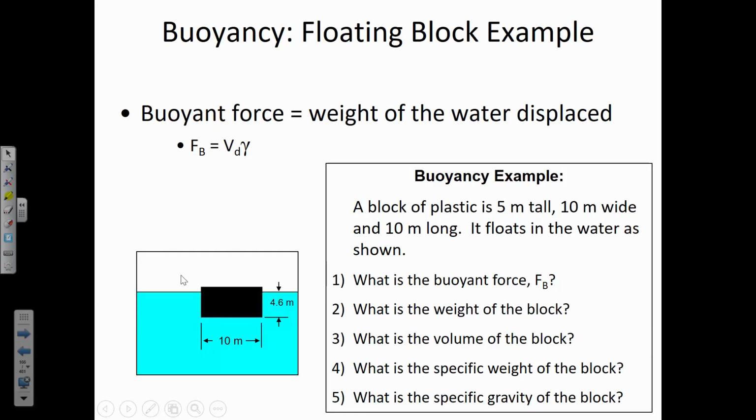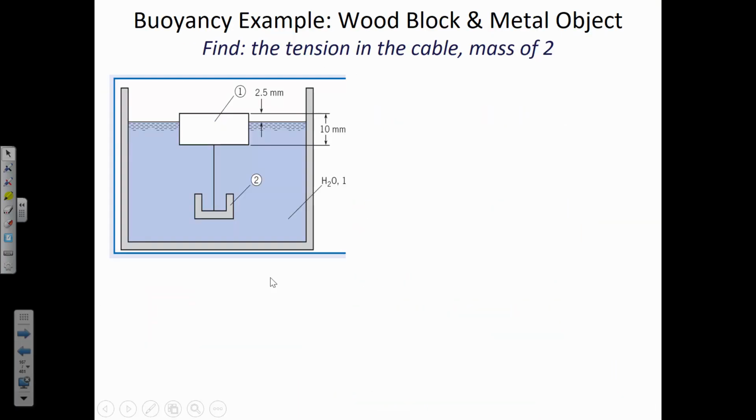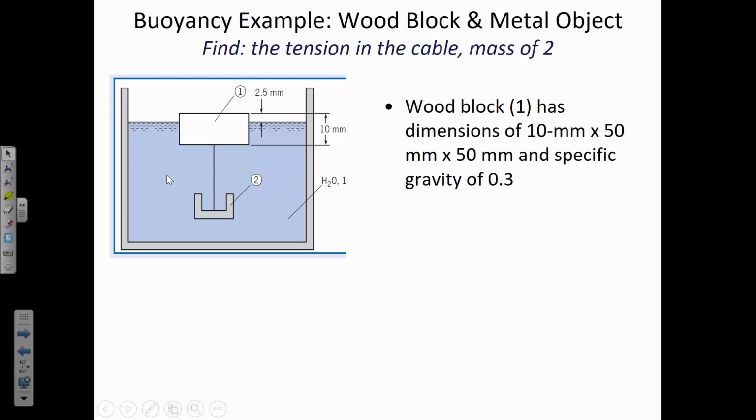So let's say that instead of just one thing, we have to keep track of two objects. This is actually a fun problem. We've got a wooden block floating up at the surface and a metal shape underneath, and they're attached by a cable. And this wooden block, it would float more except it's being weighted down by this metal piece. And so we want to find out the tension in the cable that connects the two and the mass of this secondary object here.